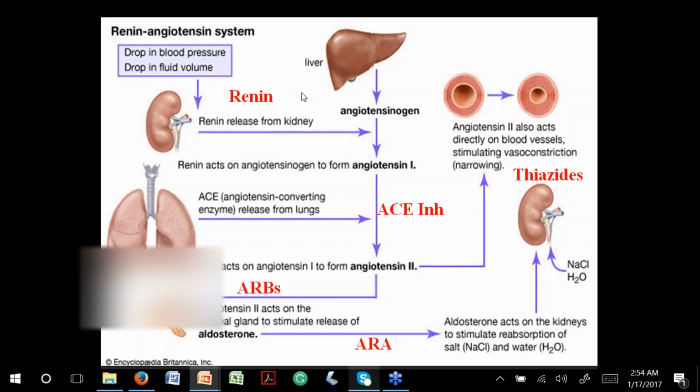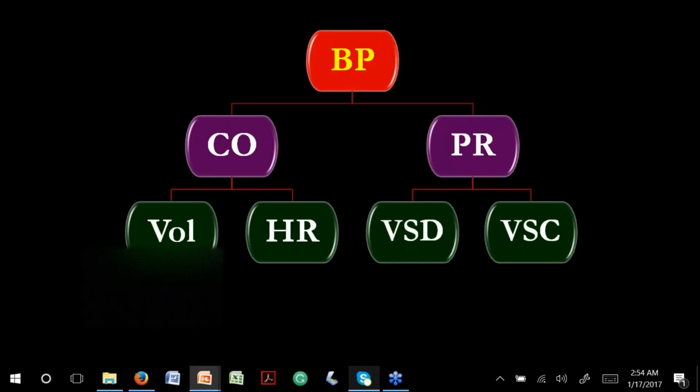So if you see all these mechanisms, we call it RAAS, the renin-angiotensin-aldosterone axis. The renin is blocked, the ACE, the enzyme that transforms angiotensin 1 into angiotensin 2, is blocked. We are blocking the receptors for the aldosterone. We have the angiotensin receptor blocker. We have the blockage by the aldosterone receptor antagonist and the thiazide. So we have 5 of these medications.